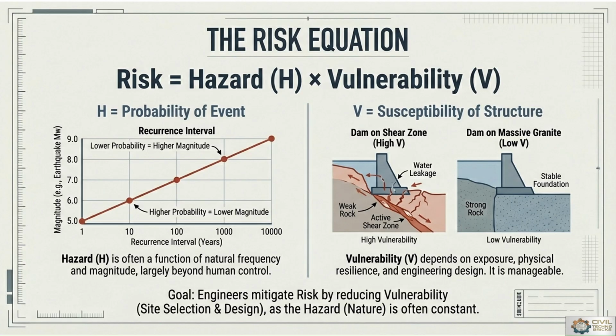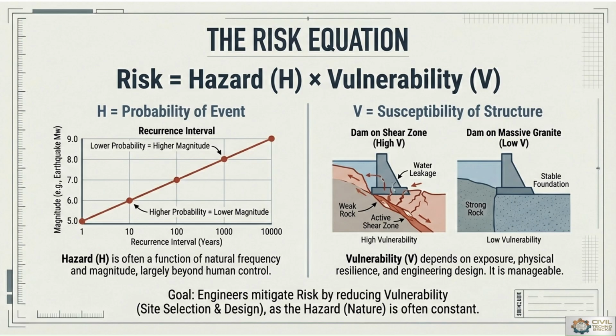On the other hand, there is the susceptibility of a structure, just like a dam or any other tunnel or bridge. So a dam on a shear zone means high vulnerability. A dam on massive granite means low vulnerability. So if we have to mark the site selection for any type of dam, then we have to mark the site which has massive granite beneath the earth surface, which gives low vulnerability, so that is low disaster. But if we have a shear zone, then there will be the biggest failure, a high vulnerability area. So vulnerability depends on exposure, physical resilience and engineering design.